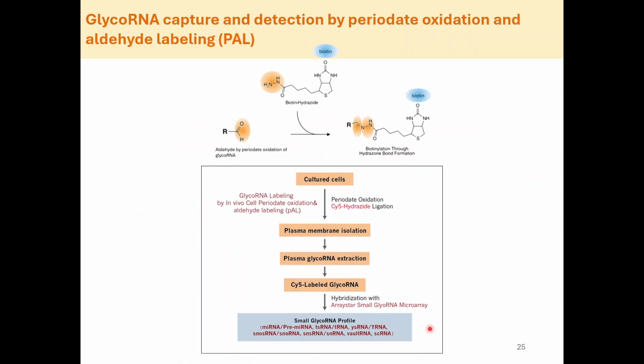Yet another glycoRNA capture method is by periodate oxidation of the hydroxyl group of the RNA ribose to aldehyde, and conjugate the aldehyde group with the hydrazide group in the biotin hydrazide compound. The captured glycoRNAs are fluorescently labeled and detected on a glycoRNA microarray.